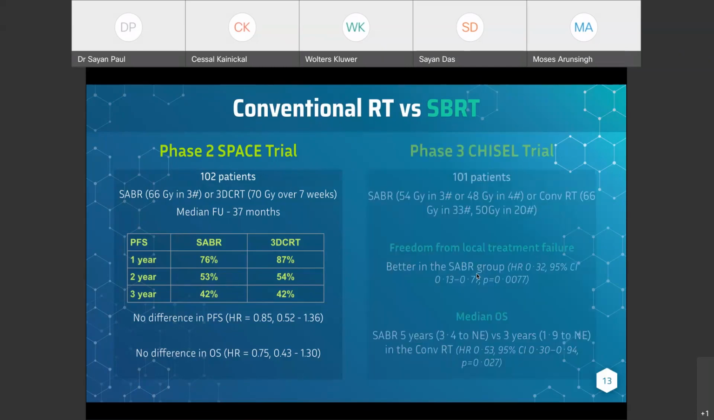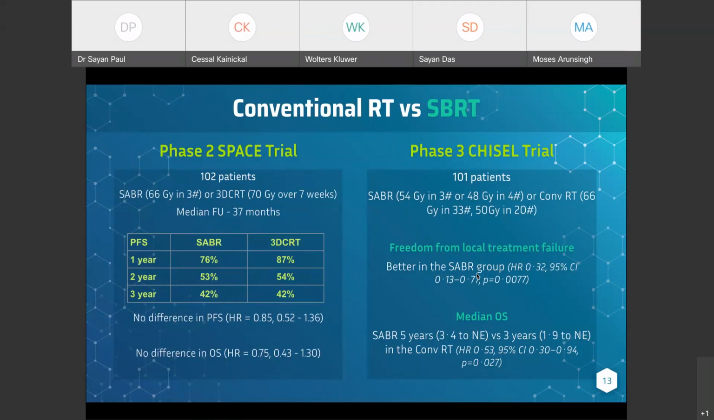But there was a larger or a similar numbered phase 3 trial, which looked at freedom from local treatment failure, where SABR was compared to conventional RT again in those with stage 1 lung cancers. And here SABR was found to be better in terms of local treatment failure and median overall survival as well.